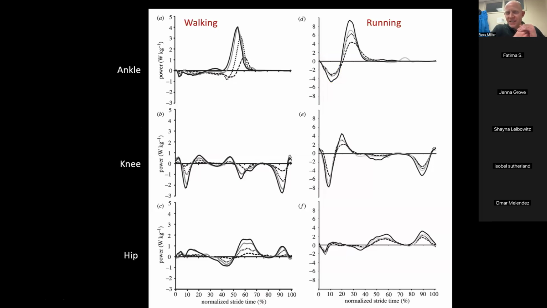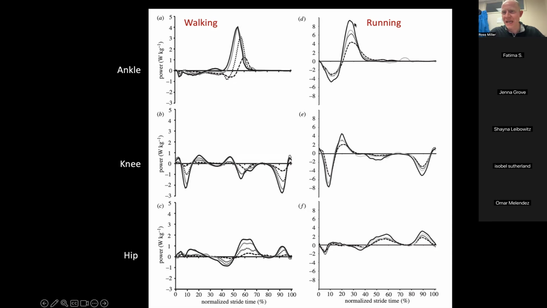So what this sort of analysis looks like at the end of the day is something like this. On the left here is for walking, and on the right here is for running. The top row is the power from the muscles at the ankle in the sagittal plane. The middle row is for the knee, and the bottom row is for the hip. The different lines in each of these panels, under walking or running, there are four different lines, I think. Those are walking or running at faster and faster speeds.